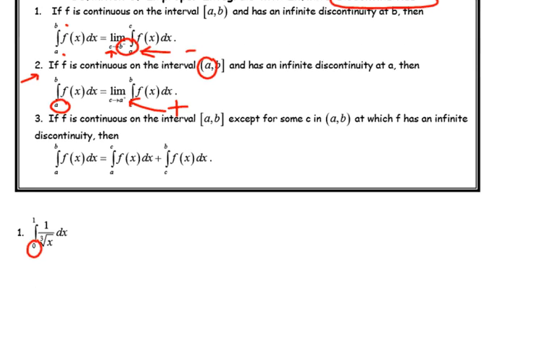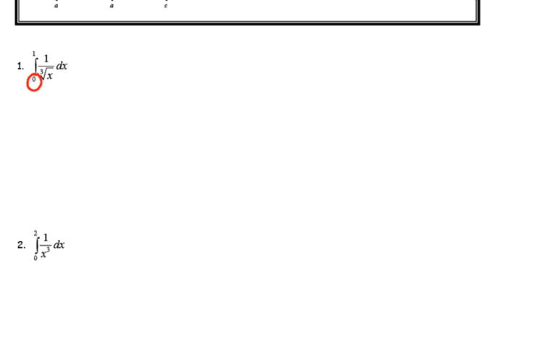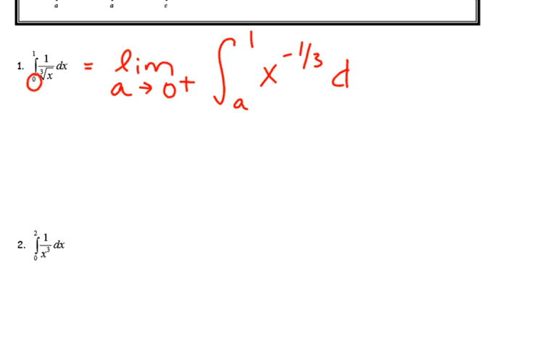All right, so this is my lower limit. When I recalculate this and think of it as a limit, that's my lower limit, and I would call that a, just like I did with the infinite limits, as a approaches 0, but then I have to approach 0 from the right-hand side. And then that would be the integral from a to 1, and I'm going to go ahead and rewrite 1 over the cube root of x as x to the negative 1/3 dx.